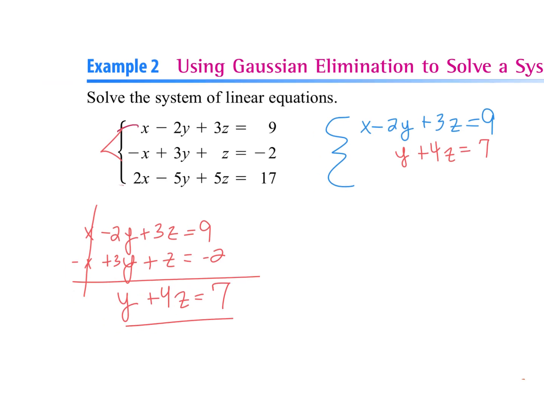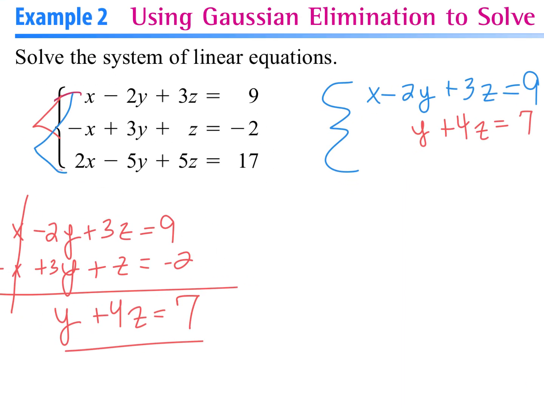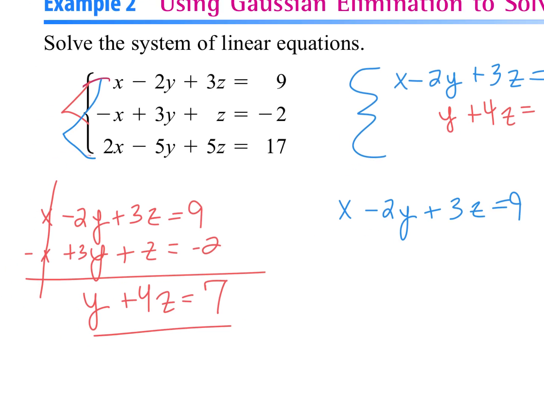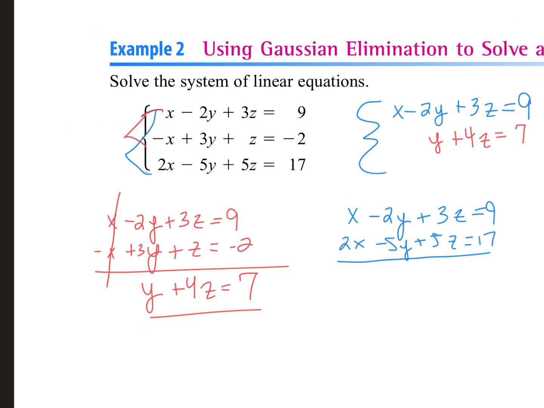We're going to take now 1 and 3 and eliminate x. So x minus 2y plus 3z equals 9. 2x minus 5y plus 5z equals 17. And I always write it exactly how I'm writing it right now. You'll see why in a second. All right, I want to eliminate x's first. Then I'm going to eliminate y's in a minute. But how could I eliminate x's? What would I have to multiply?